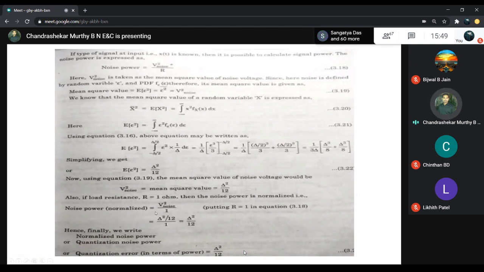For a uniform signal, the quantization noise power, or normalized noise power, will be delta square by 12. That is always the case in a uniform quantization. So the noise power is delta square by 12.